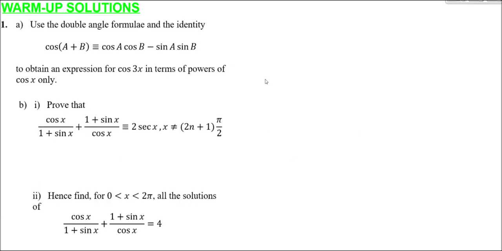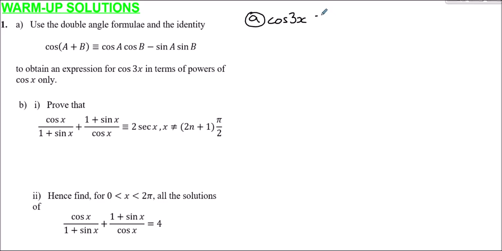So question 1: use the double angle formulae and the identity cos(A + B) is equivalent to cos A cos B minus sin A sin B to obtain an expression for cos 3x in terms of powers of cos x only. So for part A, what I'm going to suggest we do is just do this very, very carefully, step by step. So first of all, let's write down what cos 3x will be. And it does say explicitly to use this formula.